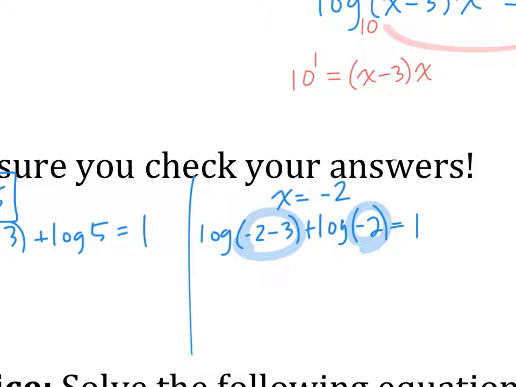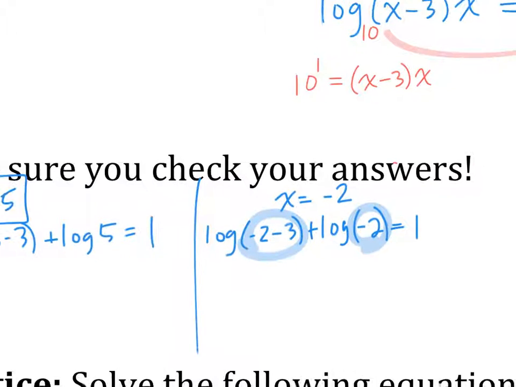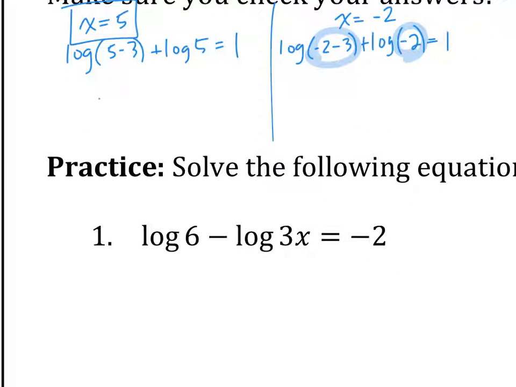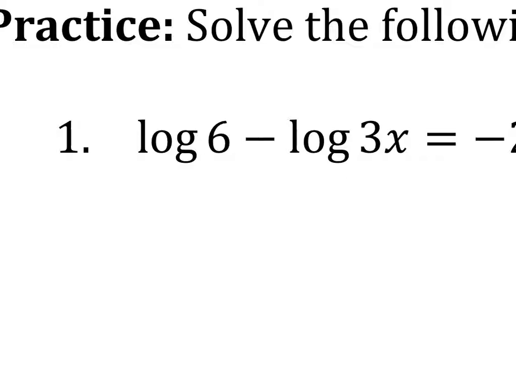All right, let's try one together. Number 1, log 6 minus log 3x is equal to negative 2. What should we do first? Can we combine the logs together? Yes. Why? Because they have the same base. Okay, and there's a subtraction, so what should we do to combine them? Divide 6 over 3x. Good.